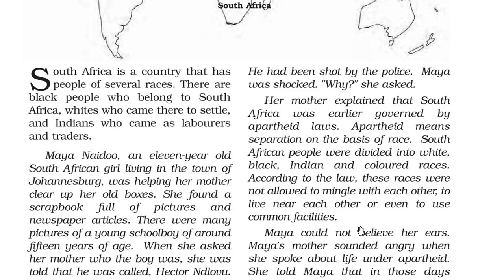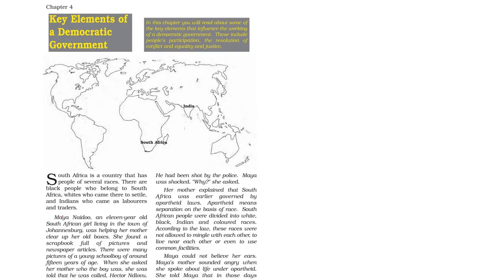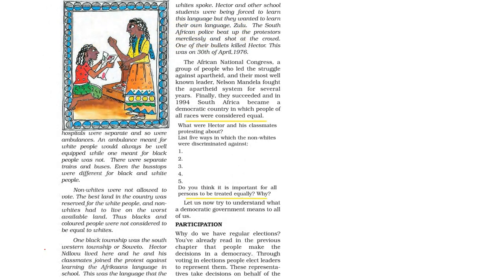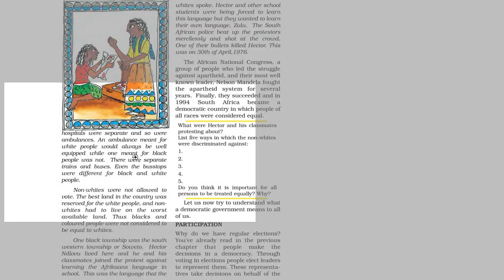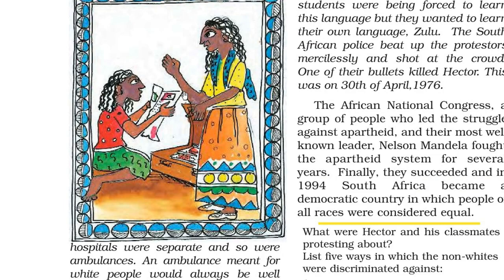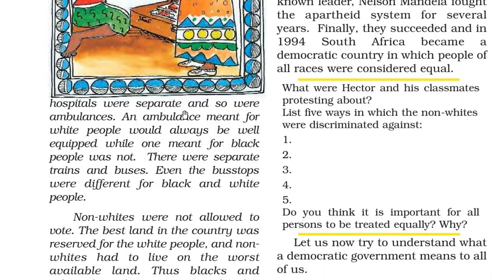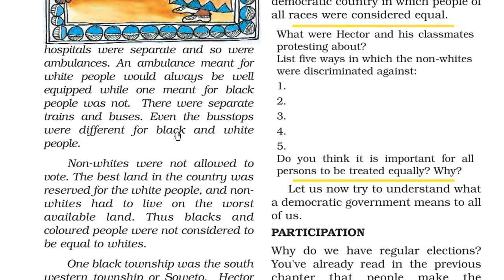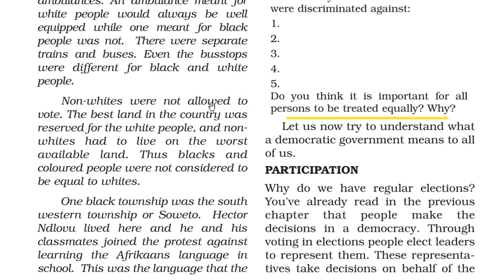Maya's mother sounded angry when she spoke about life under this regime called apartheid. She told Maya that in those days of apartheid, hospitals were separate, and so were the ambulances. An ambulance meant for white people would always be well equipped, while those meant for black people were not. There were separate trains and buses. Even the bus stops were different for black and white people. Non-whites were not allowed to vote.